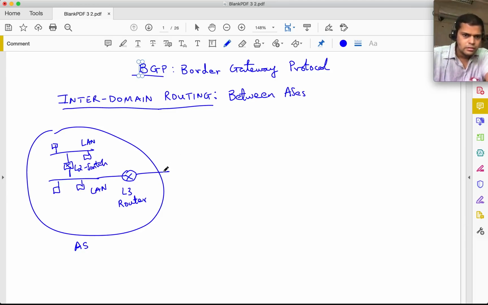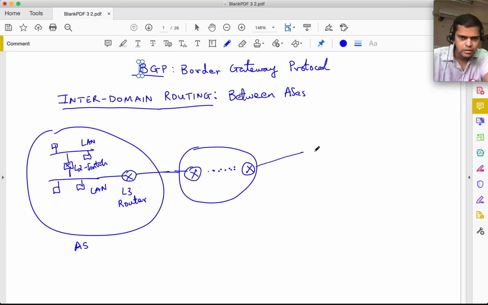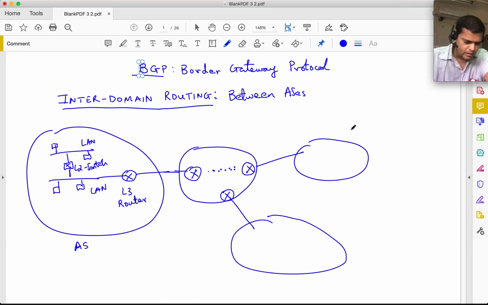And this autonomous system is connected to another one. There are lots of routers and whatnot, and we are connected to various other autonomous systems. I'm just drawing the edge routers which are connected to other autonomous systems. Let's just call this autonomous system A. And this is autonomous system W.